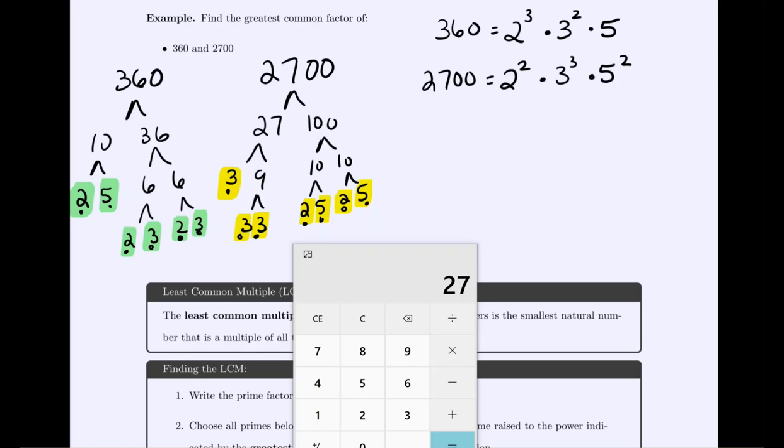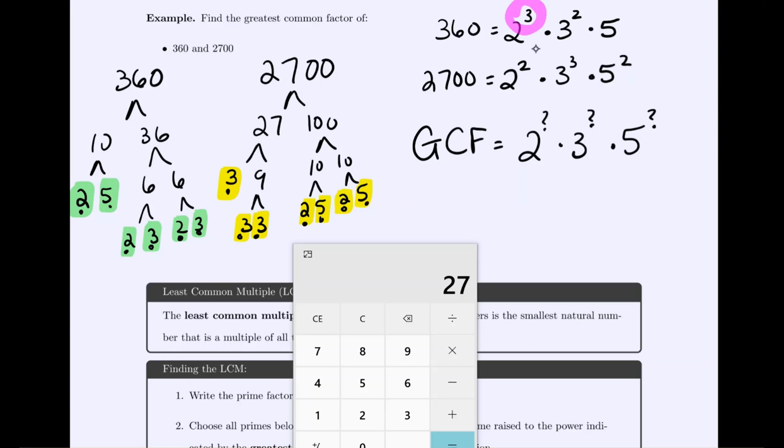So we've written out the prime factorizations. To find the GCF, you think what prime factors appear in both expressions. And here we see we've got a 2 to some power, a 3 to some power, a 5 to some power. So we know it's going to be 2 to something times 3 to something times 5 to something. How do you find the exponents? You look at the least exponent that occurs in either expression.